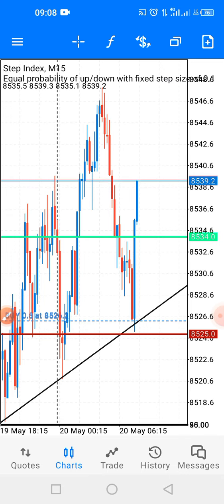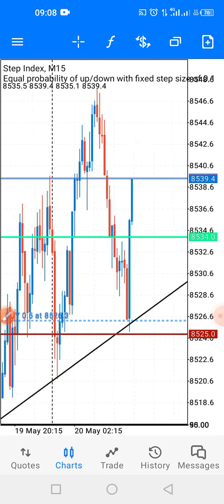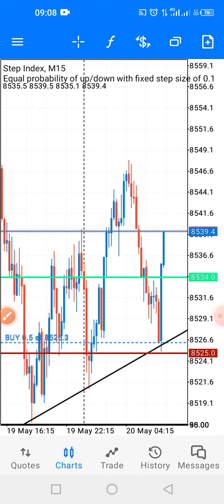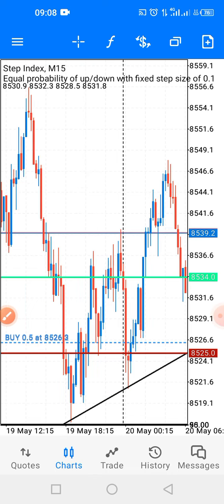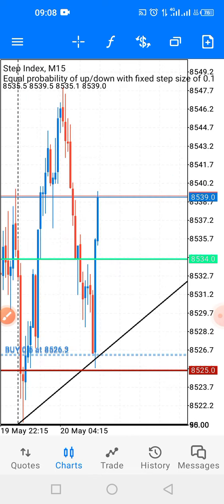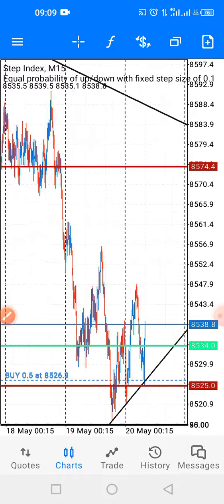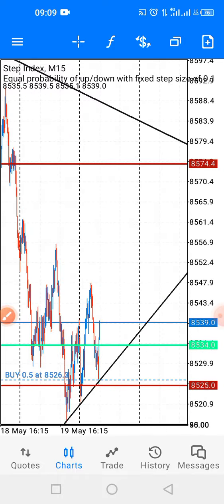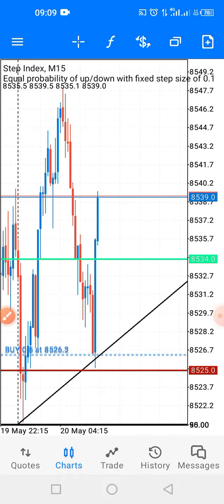And basically what works most in step index, because of its fixed step size move, is price action, and that is what I normally trade with. So I'm taking my time to break down this information to you guys so that you don't keep on gambling in the market. Whatever you are doing in the market, you'll be able to ascertain what you are doing and know what you are doing.